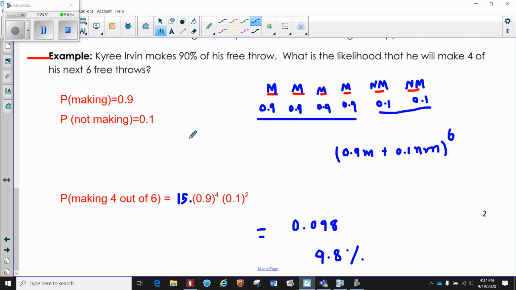Okay, so this is it. You can finish the rest of the problems on your own, and then you have a quiz on Wednesday on this and some word problems. All right, see you.